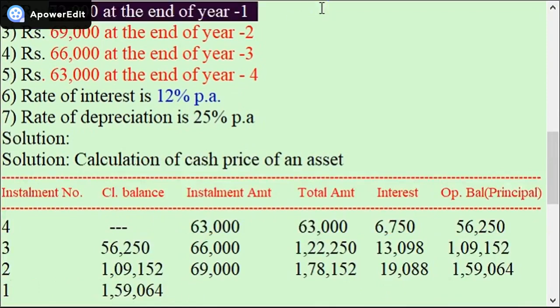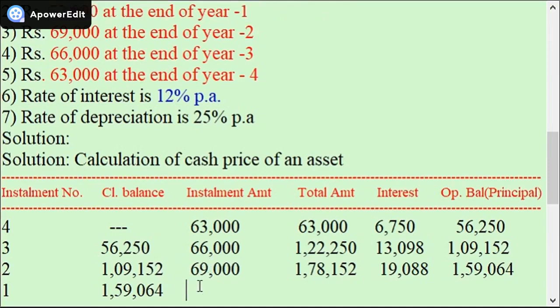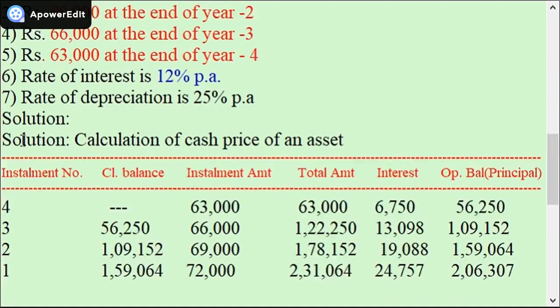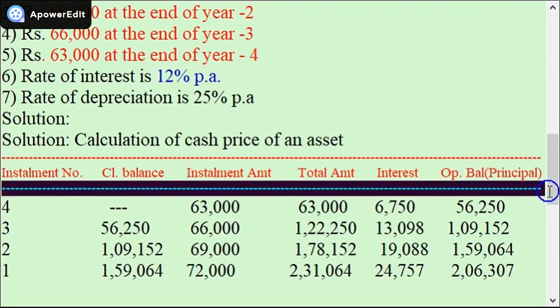And you have paid first installment of 72,000, and the total amount will be 2,31,064, in which 12% interest is included. You get 24,757. Your opening balance is 2,31,064 minus 24,757. So you get 2,06,307. That's your principal amount at the beginning of first year.